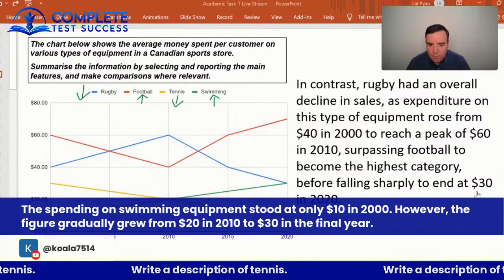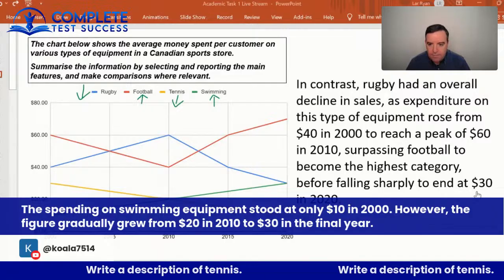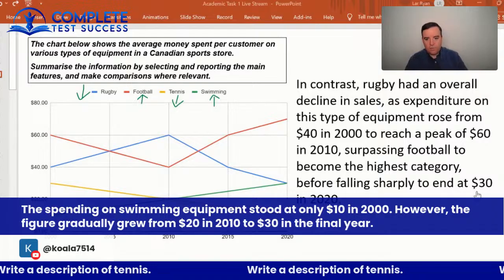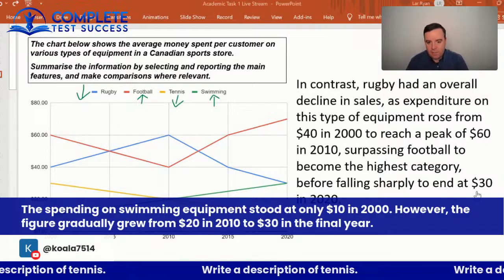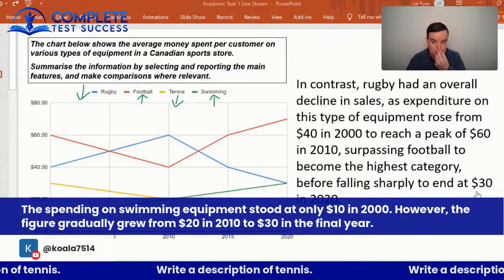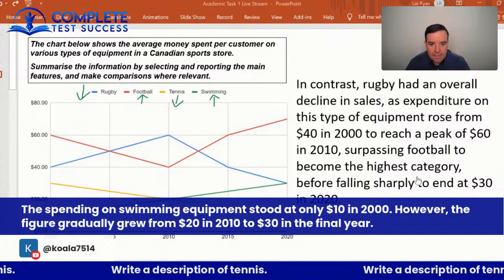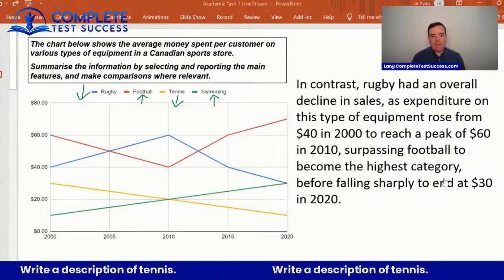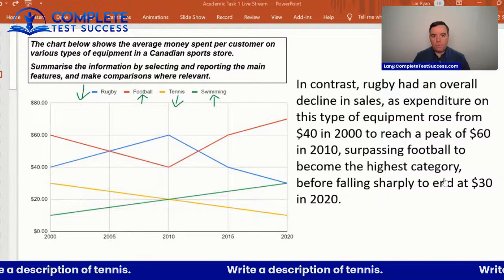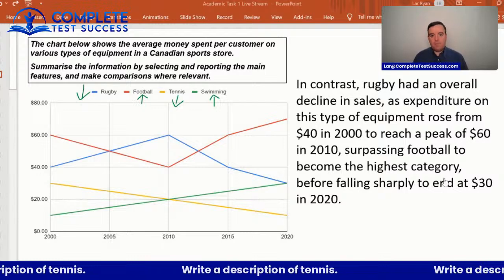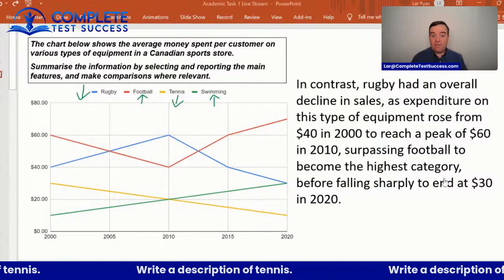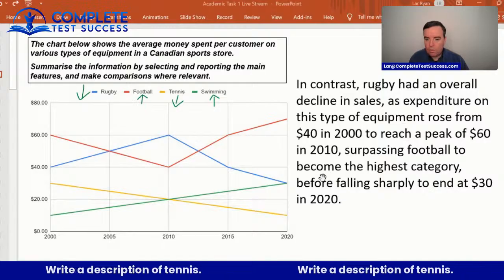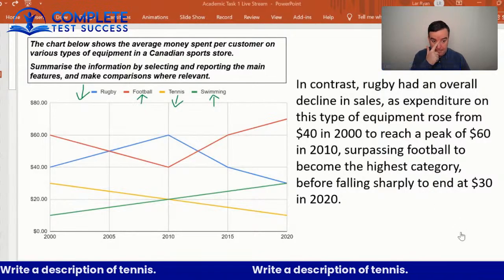So the spending on swimming equipment stood at only $10 in 2000. However, the figure gradually grew, and then we just grew to $30 in the final year. It would be a bit short. We're looking to be a bit more descriptive, so that we don't end up with a very short answer, but not being more descriptive by adding in unnecessary key features or unnecessary points on the chart. More like what we had in the previous answer.